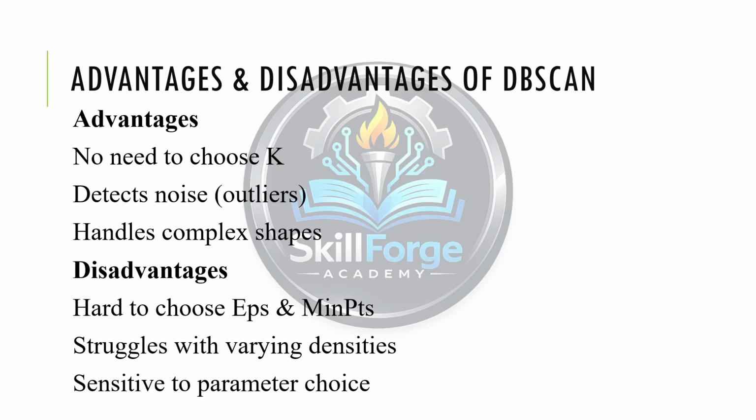Now we'll discuss the advantages and disadvantages of DBSCAN. One big advantage is that we don't need to choose the number of clusters in advance. It can also detect noise or outliers, which many algorithms cannot do. And it works well with complex non-linear cluster shapes. However, it has some limitations. Choosing the right value for EPS and MinPts can be difficult. It may struggle when clusters have different densities, and its performance is sensitive to parameter selection. So while DBSCAN is powerful, it requires careful tuning.